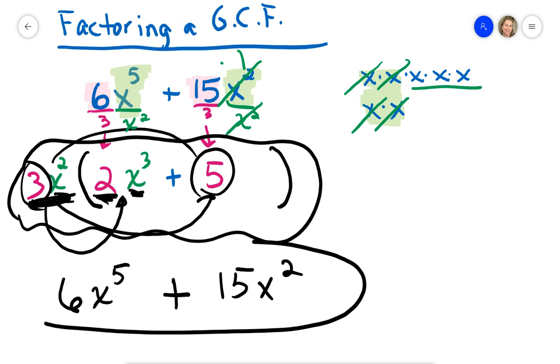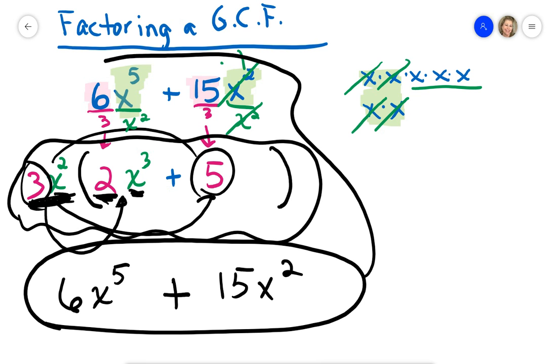And then when I look at this, it is the exact same thing that I started with, 6x to the 5th plus 15x squared. So when you're factoring out a greatest common factor, you're literally just undistributing. Okay? And I'm going to do another video where it's even more complicated because, you know, it's just not fun enough yet.